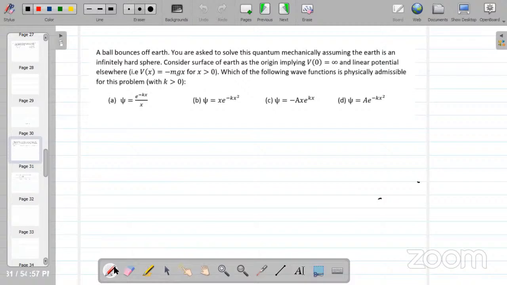You are asked to solve this quantum mechanically, assuming that Earth is an infinitely hard sphere. Consider the surface of the Earth as the origin, implying that V of 0 is infinity and the linear potential is 0, because we know it's a linear potential, minus mgx for x greater than 0. Which of the following wave functions is physically admissible for this problem?